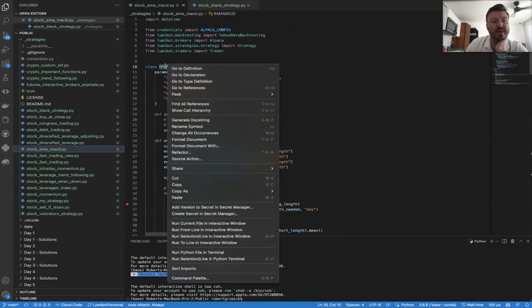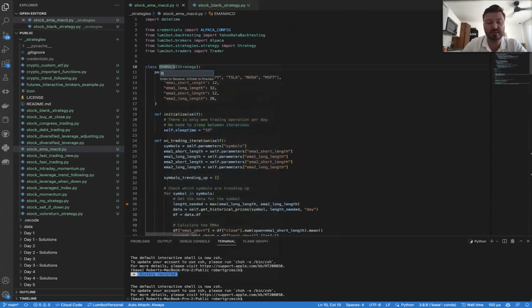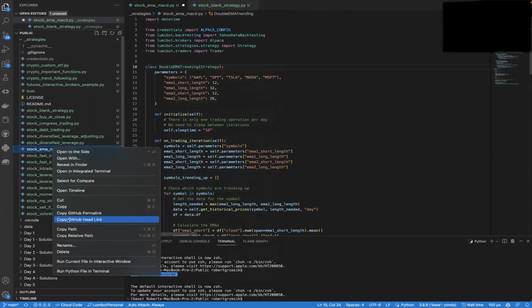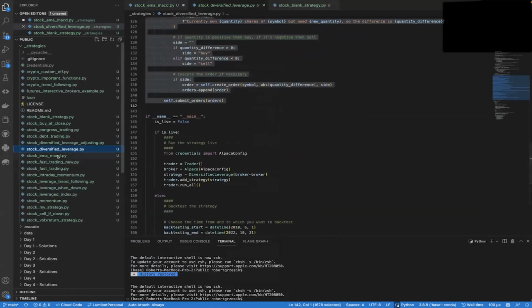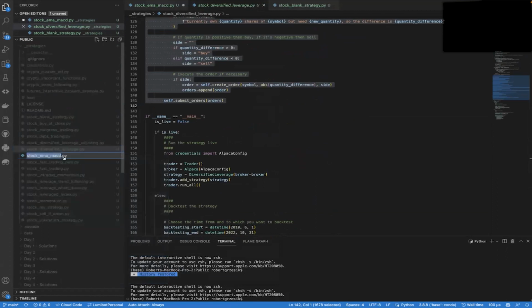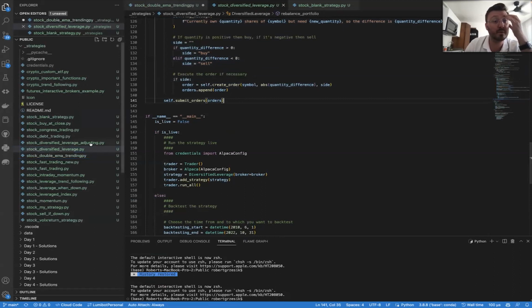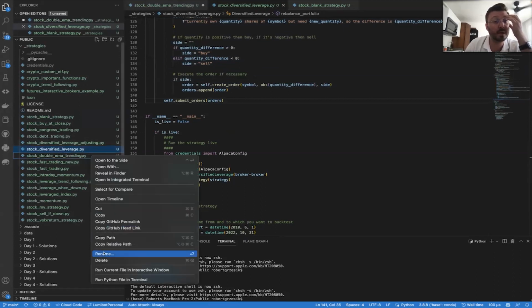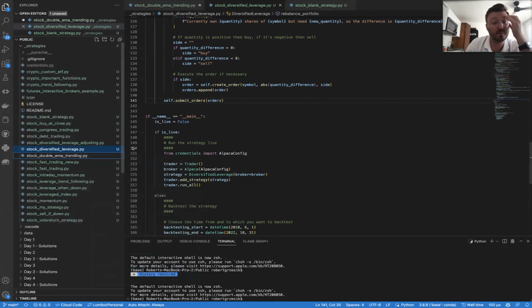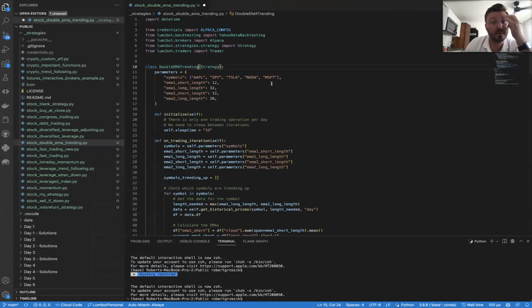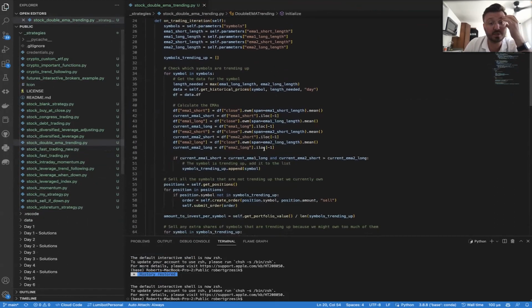And I want to rename this strategy a little bit. We'll rename this to call this double EMA trading, because that's kind of what we're doing here. So rename this to stock double EMA trending, and .py. All right, so there we go. I think this should be good to go.